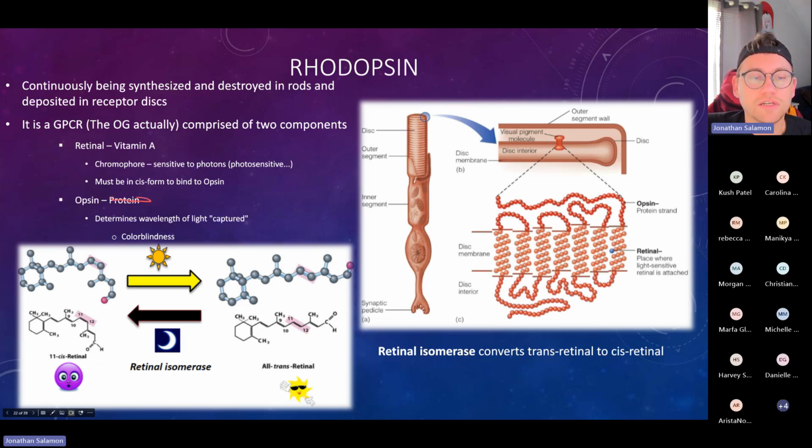And then your opsin protein determines the wavelength of light captured. I've seen them ask this as a question before. This is why you're colorblind. You're colorblind because of deficiencies in the opsin protein. Actually, specifically, I've seen questions asking what chromosome opsin is located on. Now I know that might seem like a really stupid detail, but if you think about it for 2 seconds, almost every colorblind person is a male because colorblindness is X-linked. Opsin is located on the X chromosome. I'm not promising that's going to be on your block exam, but I've seen that come up more than once in multiple test banks.